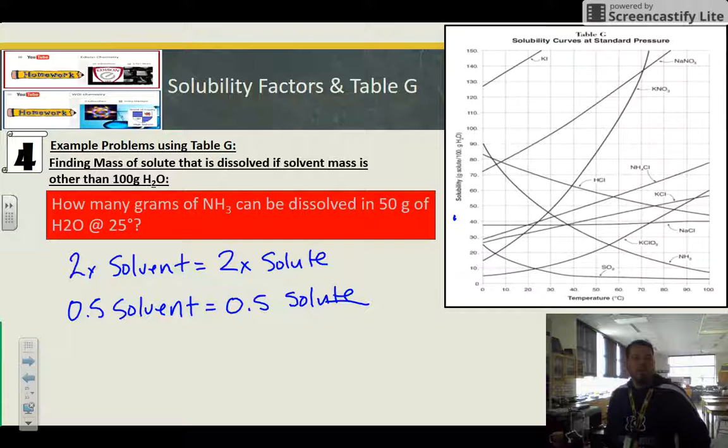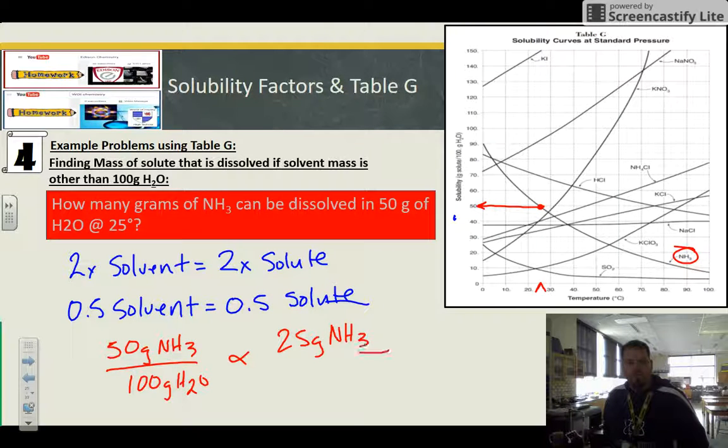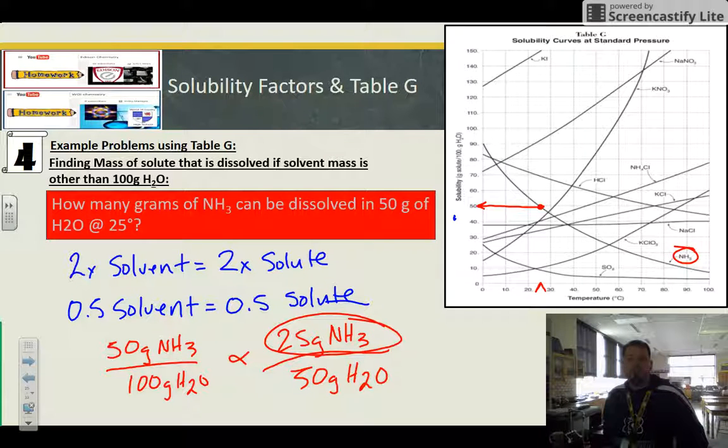So NH3 at 25 degrees. So find 25 degrees, find NH3. Got it. Okay, how many grams can I get in of NH3? About 50 grams per 100. Now, if I can get in 50 grams in 100 grams of water, how many grams can I get into 50 grams of water? Guess what? It's half. And the half equivalent ratio, 50 over 50, is 25 grams. The answer is 25 grams. Okay? Monaco's showing you some equivalent math and ratio.